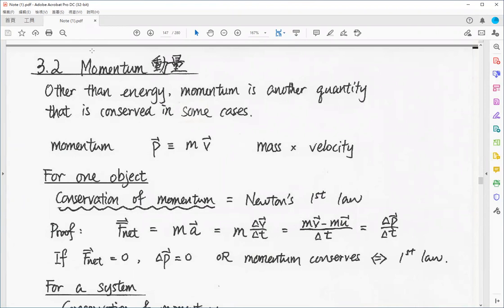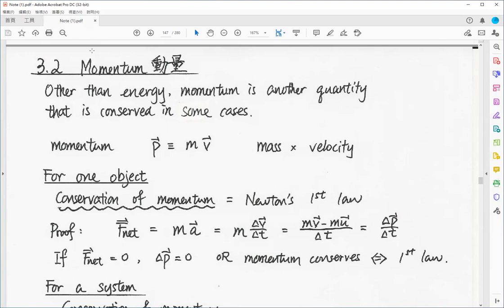Momentum is another quantity that is conserved in some cases only, unlike energy. So whenever you see a question, first of all, you need to have a look at whether there is friction or not, or whether there is cohesion or not. If there's no friction and no cohesion, most likely the energy will be conserved. If there's friction, some energy will be lost as friction. Momentum is another quantity that will be conserved in some cases.